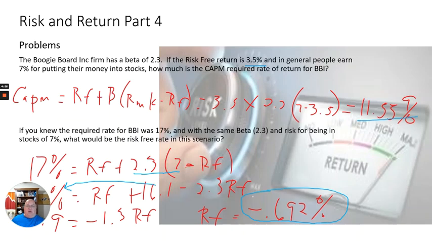And you go, gosh, that could never happen. And yet, there were negative yielding bonds in Europe for numerous years recently. So actually, it could be negative, at least on a certainly inflation adjusted basis.